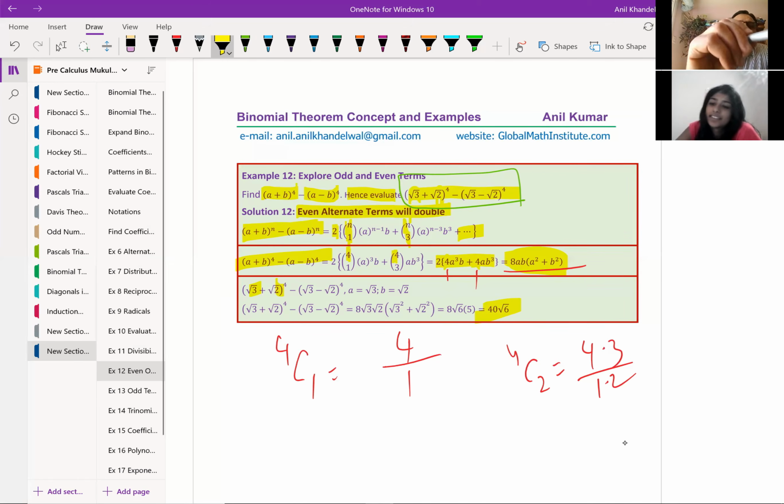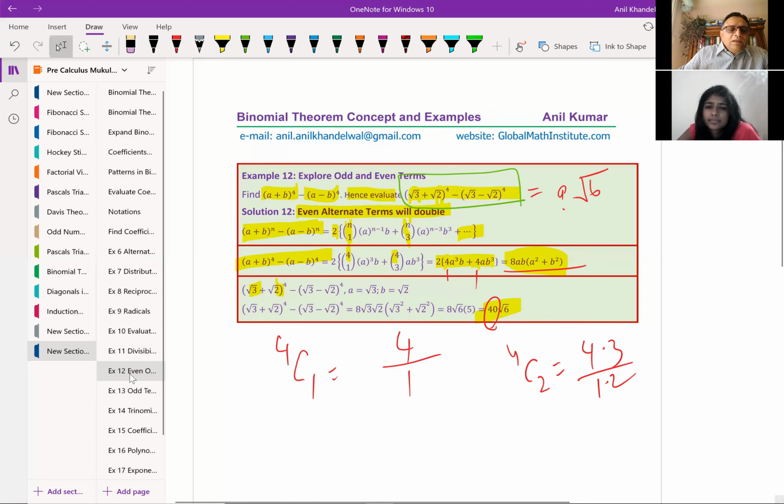Now, your question could be, they will say, evaluate this. They might rather give this value as a square root 6 and ask you to find a. So you'll say a is 40. Get my idea? So that is how they will give you a question, something like this. Anyway, we work with doubling up even terms.